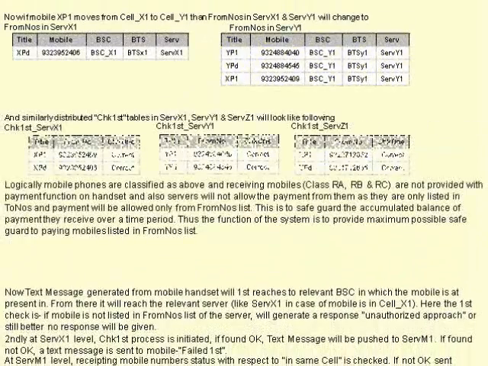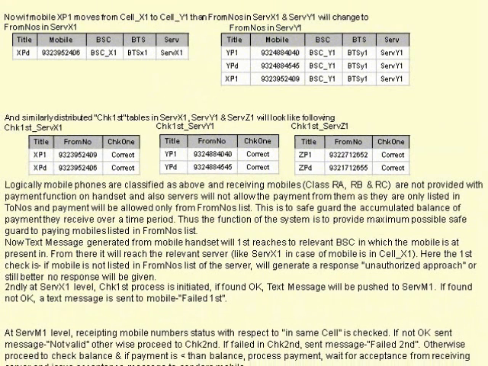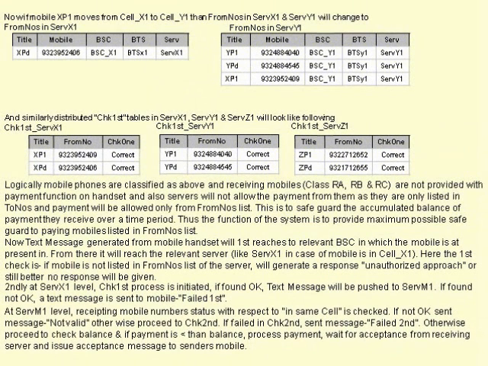Now if mobile XP1 moves from cell X1 to cell Y1, then from numbers in Serve X1 and Serve Y1 will change, and similarly distributed check first tables in Serve X1, Serve Y1, and Serve Z1 will look like the following: check first Serve X1, check first Serve Y1, check first Serve Z1.